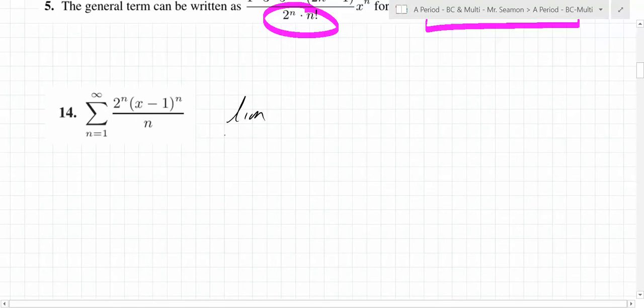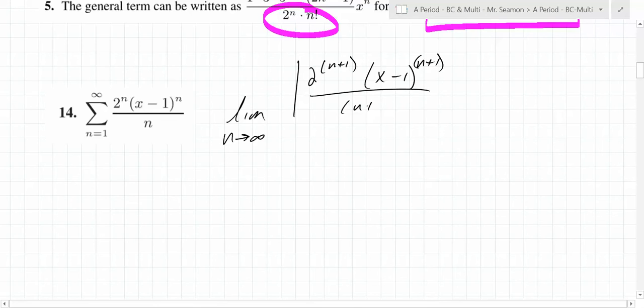So, at least once, the limit as n goes to infinity of 2 to the what power? n plus 1, (x minus 1) to the n plus 1 over... And let's just flip it over here. It's going to be times n over 2^n times (x minus 1) to the n. Is that okay if I do that? I don't really like the compound fractions. We're going to do it anyway.